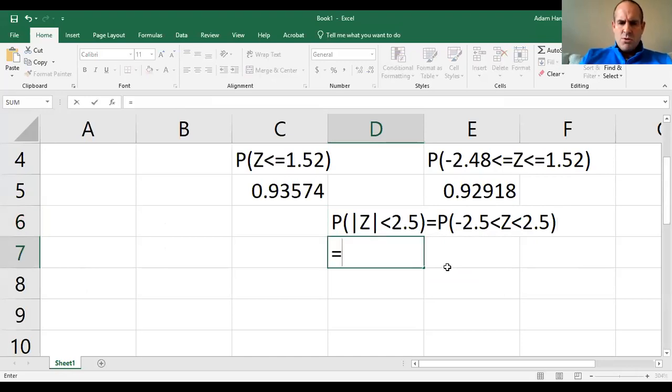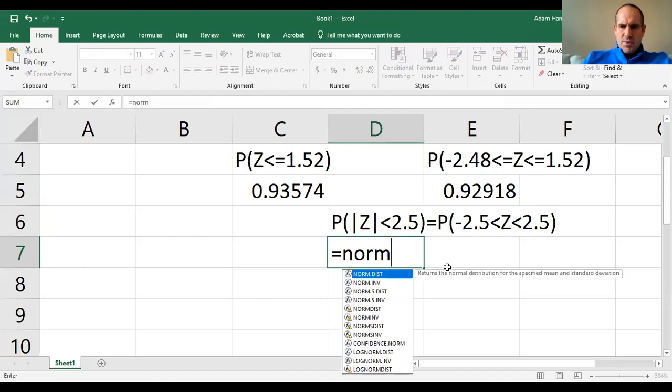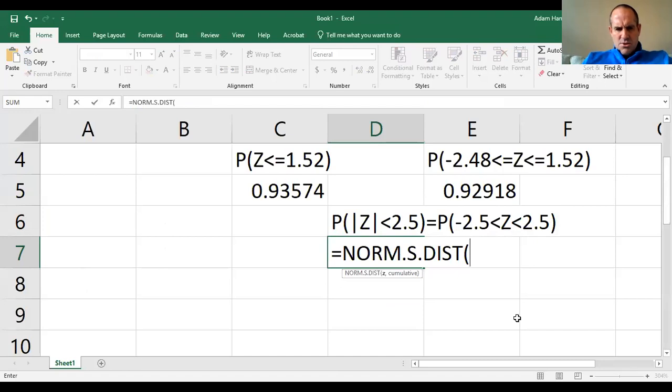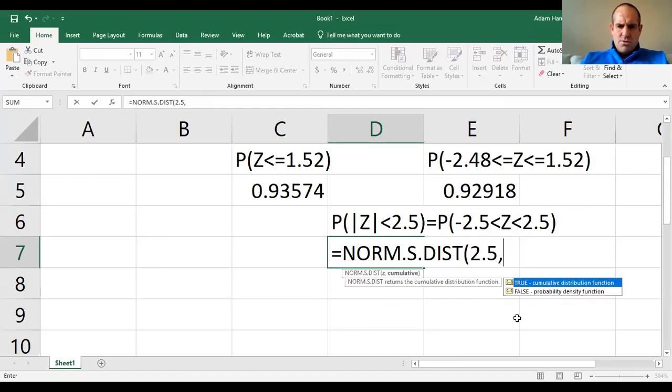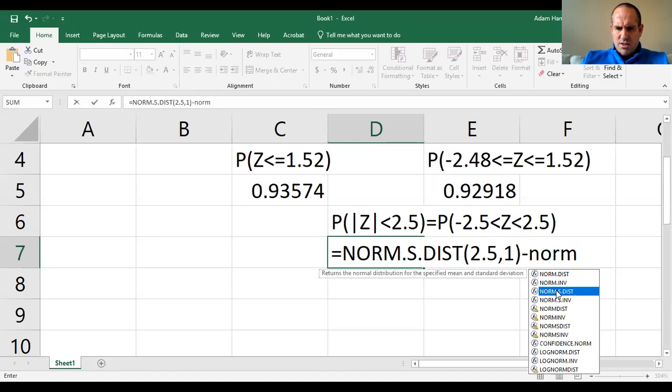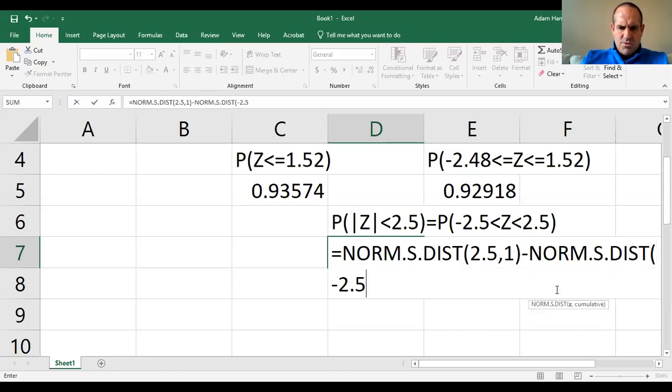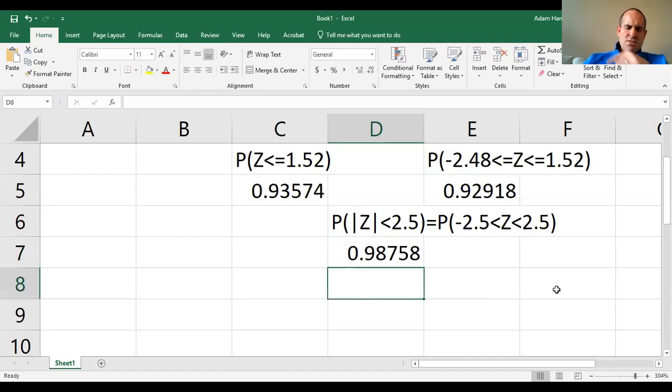That's going to be equal to the normal standard distribution at 2.5, minus the normal standard distribution at negative 2.5. So it's 98.7% of the data.